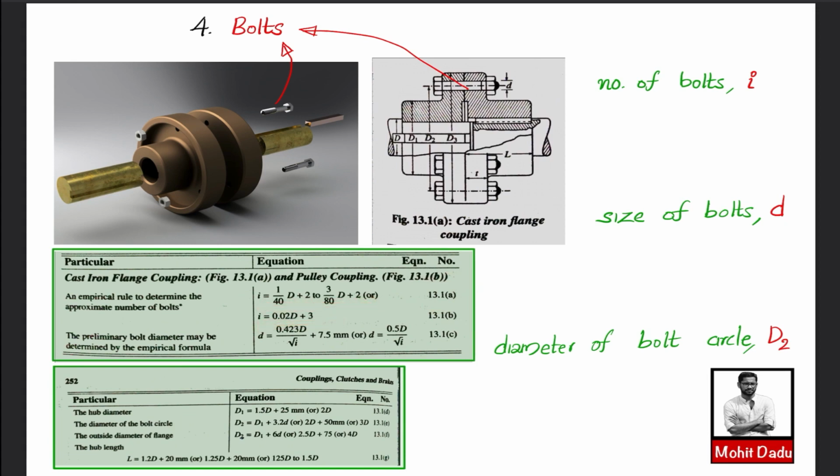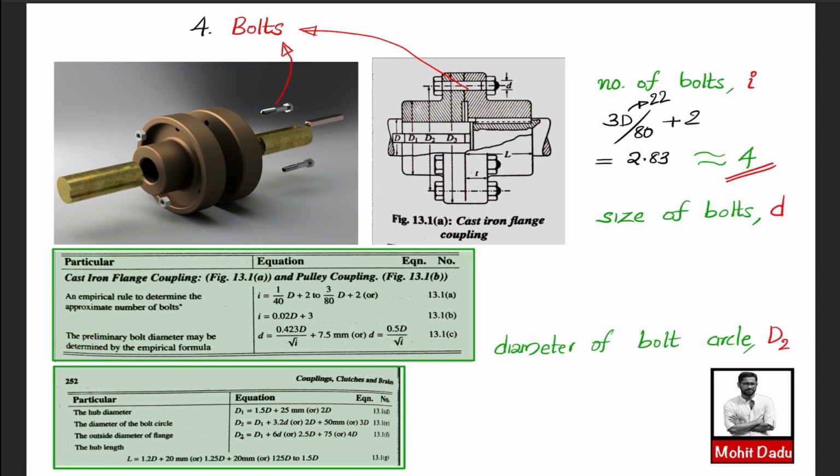So we will be finding the number of bolts I using 3d divided by 80 plus 2, where d is the shaft diameter that we evaluated at the beginning. This shaft diameter is to be substituted in mm, that is equal to 22. If you are solving this, you will be getting a value of 2.83, and since this is a number of bolts, we will be taking the next higher even number, that is the number of bolts to be selected is 4.